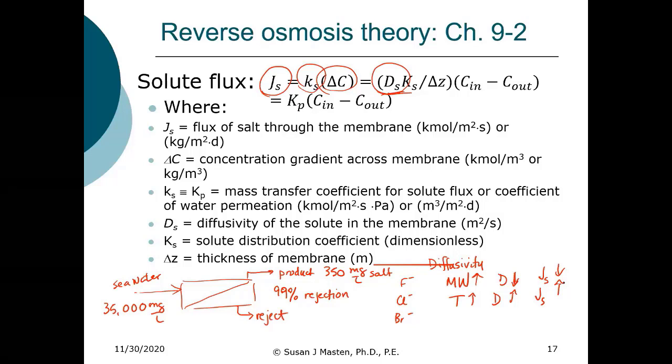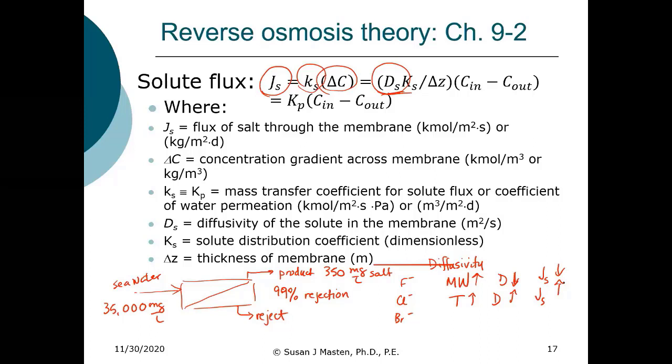Would we want to run the desalination plant at a colder temperature? Exactly. Or for instance, if you're looking at wastewater, during the summer when the temperature is higher, you'll have more salt in your permeate stream because the diffusivity is greater.